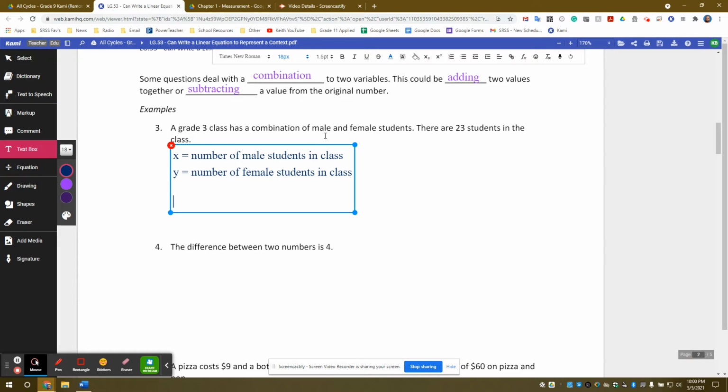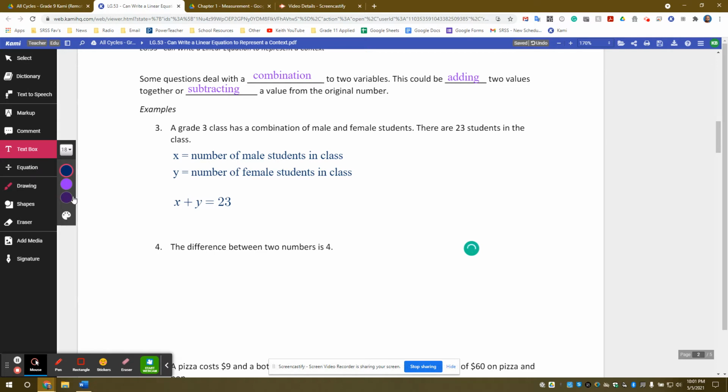Now, when we put this together, we want to create an equation, and that equation is going to deal with X and Y. We're told that it has a combination of male and female, so we can assume that X plus Y is equal to 23. So X plus Y is equal to 23. Now that is our equation. From that equation, we can come up with all sorts of solutions.